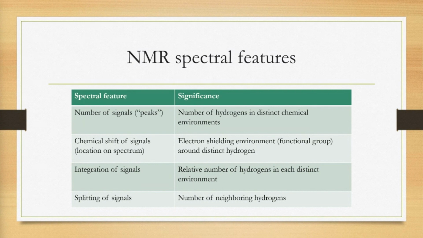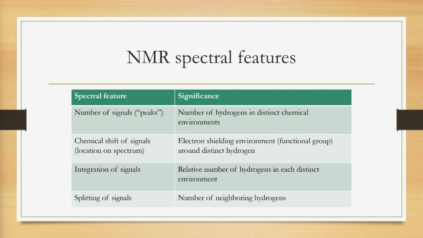So that gives you information about what we call electron shielding, the environment that's around those protons. If you have a hydrogen near an electronegative group, like oxygen, that will impact where it shows up on the NMR spectrum, and then that tells you that that hydrogen is near an electronegative group.